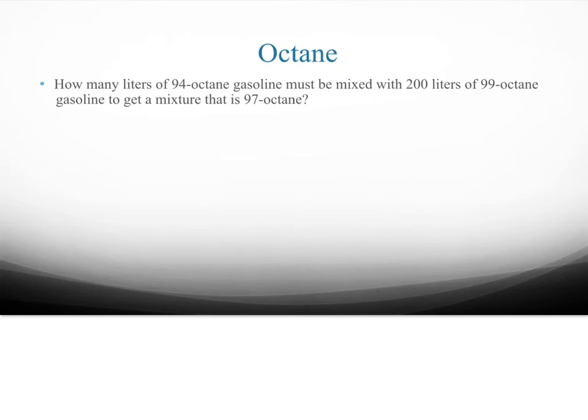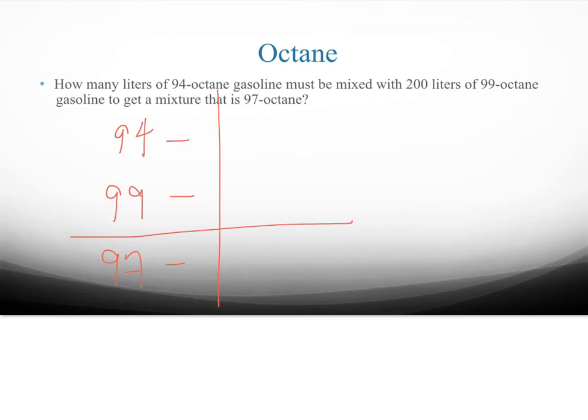This next problem on gasoline octane mixing is similar to the previous slide, but a little bit different information's been given. We've got a 94 octane gasoline that's going to be mixed with 200 liters of a 99 octane gasoline, and we know the total is a 97 octane gasoline. So what's different here is what's given. We know the amount of the 99 octane. That's 200. We don't know the amount of the 94 octane. That's x. We know the total here is going to be the x plus the 200.